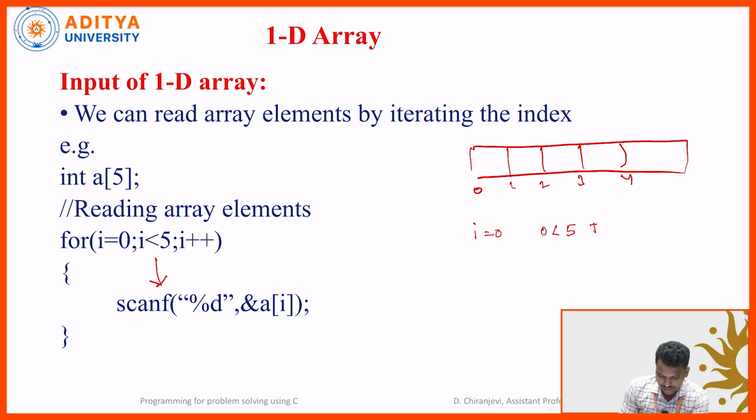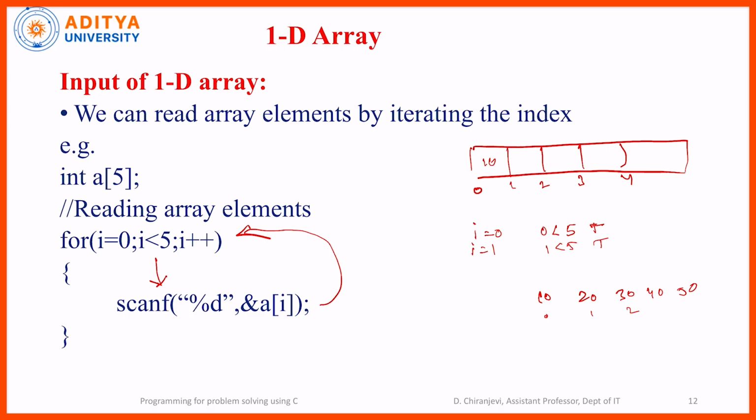So let's say the user has given 10, 20, 30, 40, 50 as values. The first value the user gave is 10. Because the condition is true, the user gives the value 10, and it will be stored. After that, I plus plus will be performed. Now I value is 1. Again it will check I less than 5, that means 1 less than 5. This is also true. Now it will read A of 1, which is 20, and 20 will be stored at index 1.